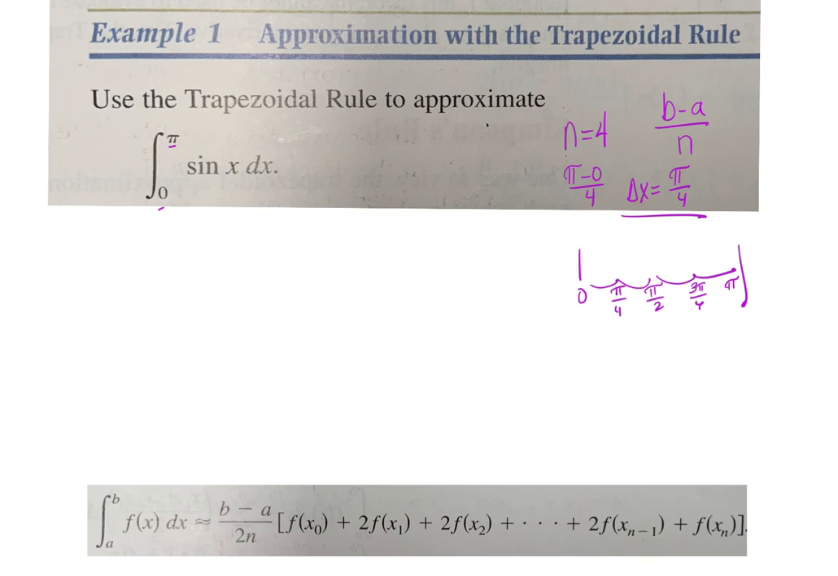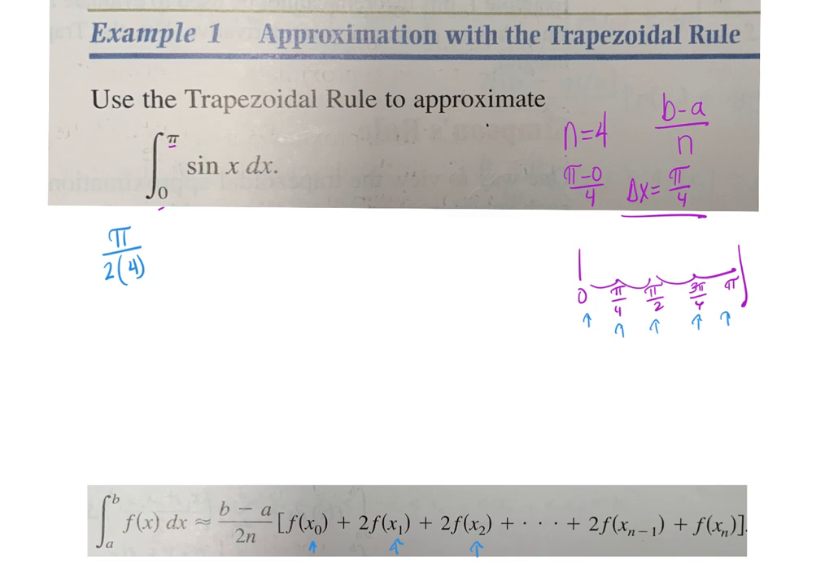So now we're going to do this rule. We're going to do b minus a over 2n, and multiply that by what happens when we plug that into the function for each of these. We have established what our x's are by doing this walk from 0, walking by that pi over 4, our delta x. That's what these represent. These are those numbers I just found. So I'm going to say b minus a, well, that's pi minus 0, that's pi, over 2 times the number of trapezoids, that's 4.